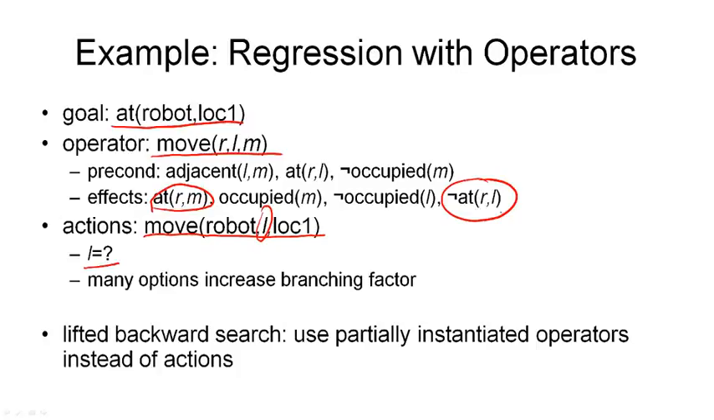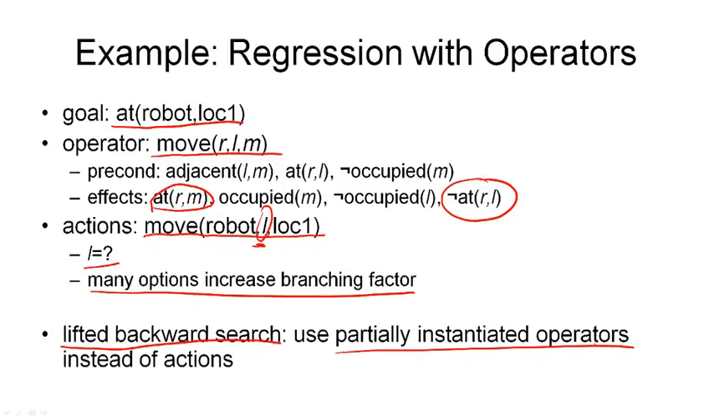In the backward search we've considered so far, we've only looked at actions for regressing goals to sub-goals. So what we could do in our algorithm is simply replace this value L through all possible constants that are of the right type. But if there are many places from which we can move to location 1, that means there are many options, and that increases the branching factor in our search unnecessarily. So what we can do is simply keep this variable as a variable, and that is what is called lifted backward search, which can also deal with partially instantiated operators where not all the parameters of the operators are replaced by actual values.